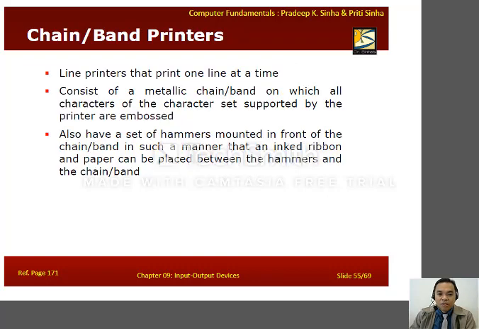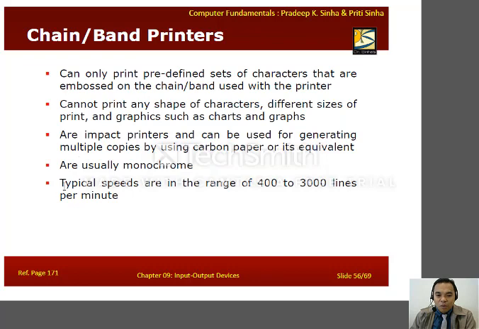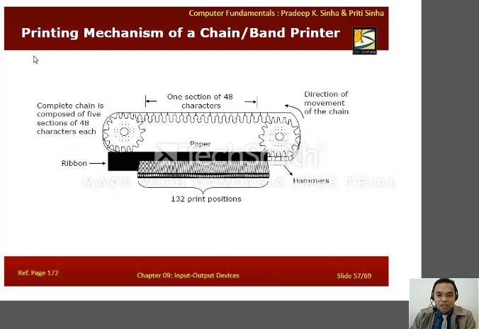Next, we have chain band printers, line printers that print one line at a time. These printers consist of a metallic chain band on which all characters of the character set supported by the printer are embossed. Typical speeds range from 400 to 3,000 lines per minute, but this type of printer is usually monochrome. Those are the printing mechanisms of a chain band printer.